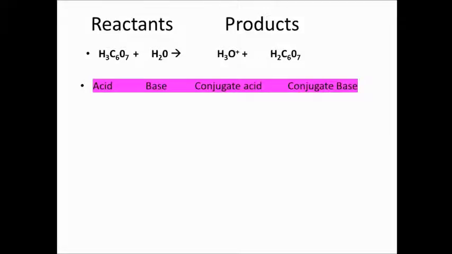Your acid is going to be the compound that will donate the hydrogen, and your base is going to be the one that accepts the hydrogen. Your conjugate acid is going to be the one that accepts the hydrogen. Your conjugate base is going to be the one that lost the hydrogen. Simple, right?